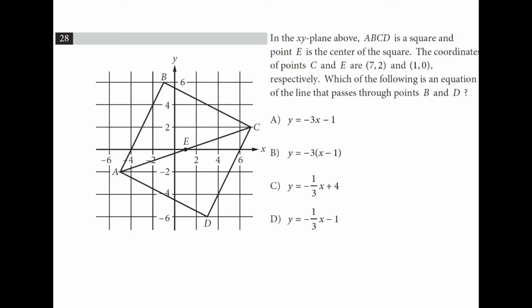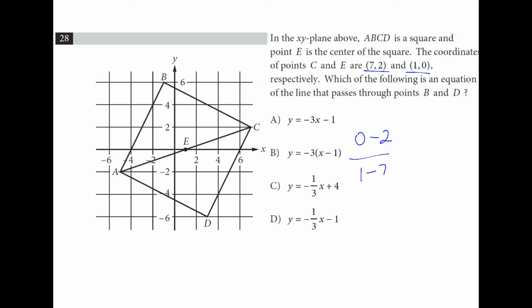So I have a square here with a diagonal, and a property of squares is that the diagonals are perpendicular to each other. So if I can find the slope of the one diagonal, which is given to me, well, they give me two of the points anyway, they give me C and E, all I need to do is figure out the slope. So 0 minus 2 over 1 minus 7.